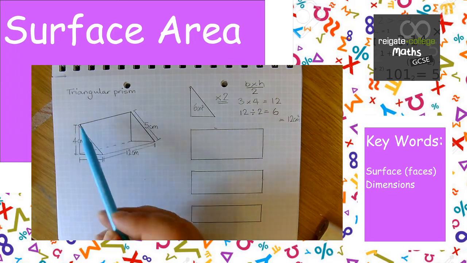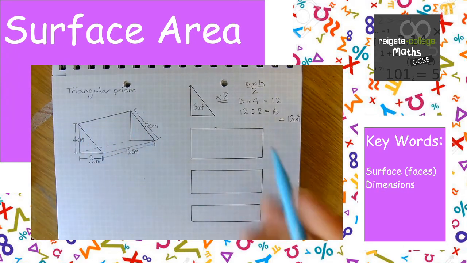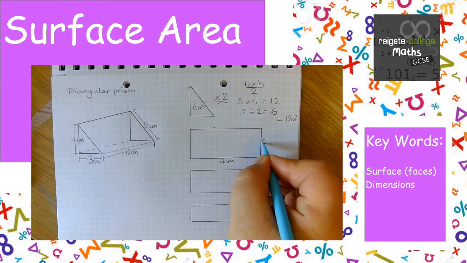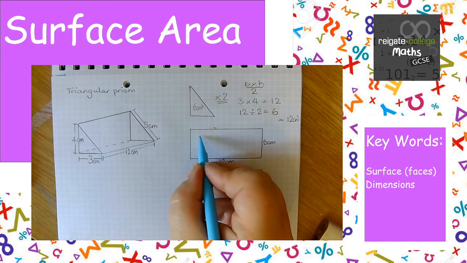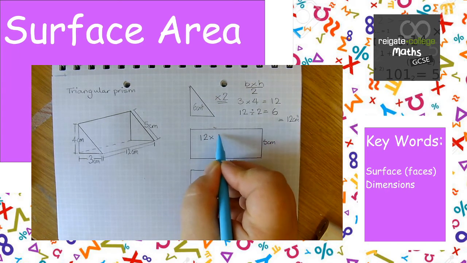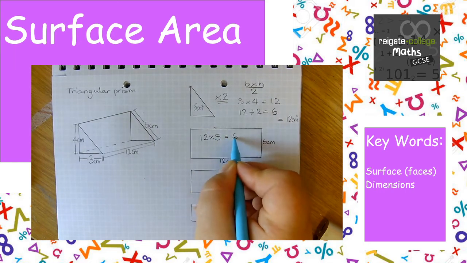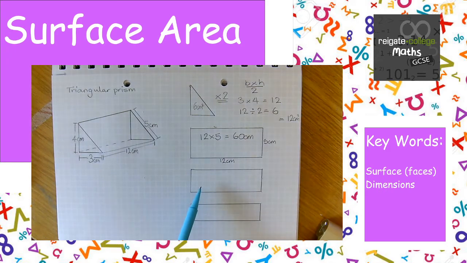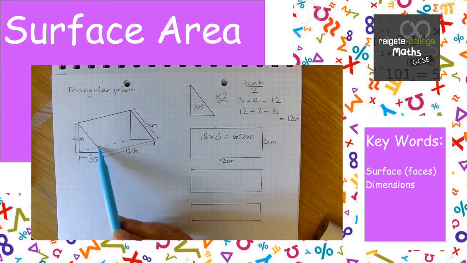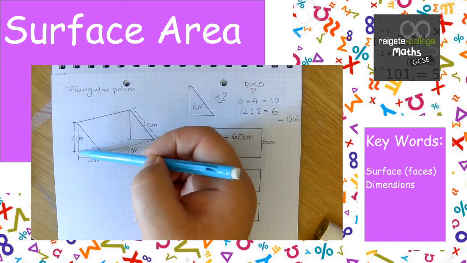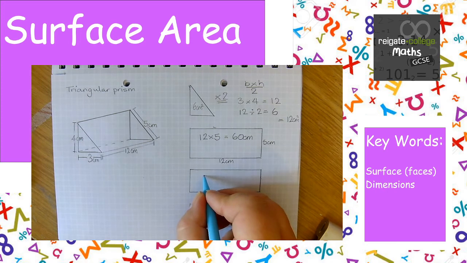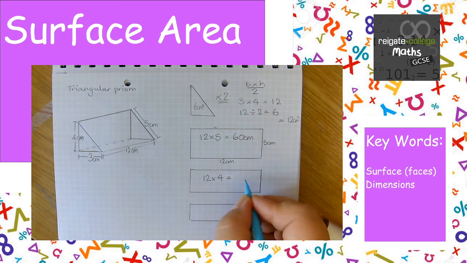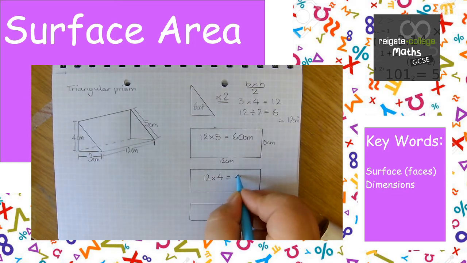The front-faced rectangle, this one here, has a base of 12 and a height of 5. So my calculation for this rectangle is 12 times 5, 60 centimetres squared. The back rectangle here still has a base of 12, but this time it has a height of 4. 12 times 4 gives me an area of this particular rectangle of 48.